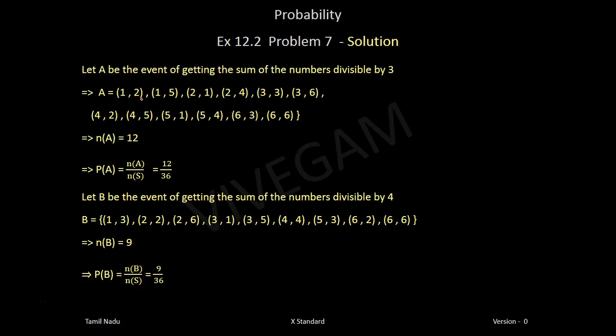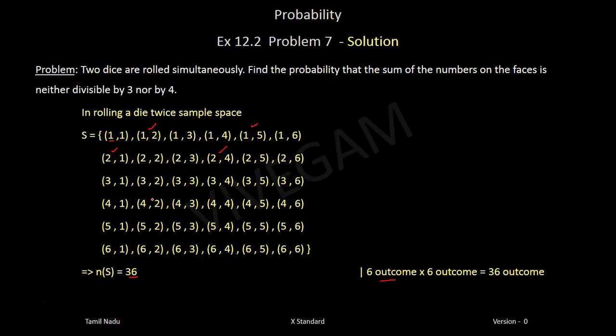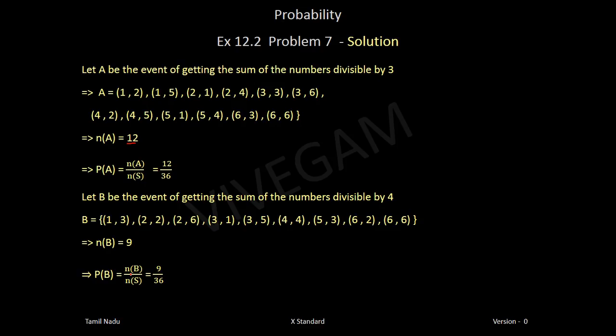Now how many items are there? 1, 2, 3, 4, 5, 6, 7, 8, 9, 10, 11, 12. So there are 12 outcomes. What is the probability of A? n of A divided by n of S. n of A is 12. n of S is 36.